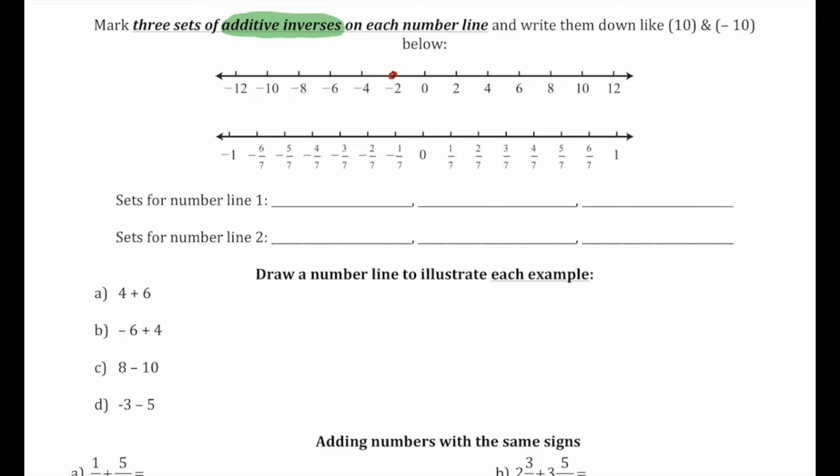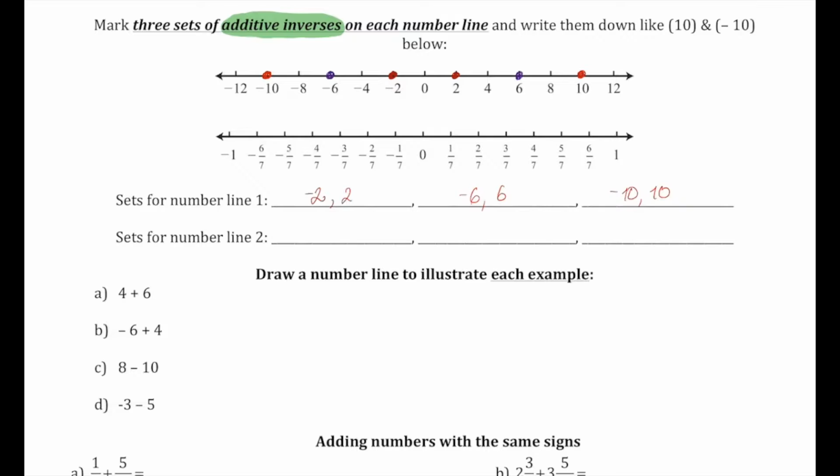So for example, if I have -2, then the additive inverse, which means the number that, added to my -2, would give me 0, the opposite number of -2 would be 2. So I can say -2 and 2. I can choose 6, and then the additive inverse or opposite of 6 will be -6. I can do -10, and the additive inverse or opposite of -10 will be 10. So -6, 6, -10, 10.